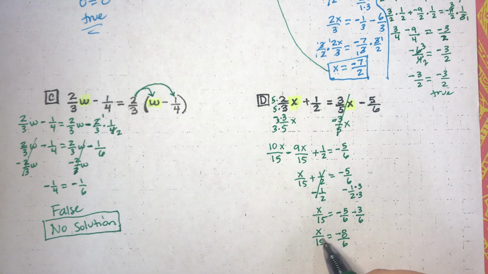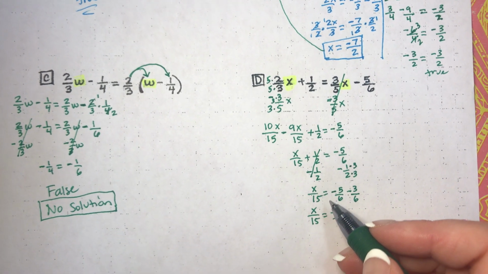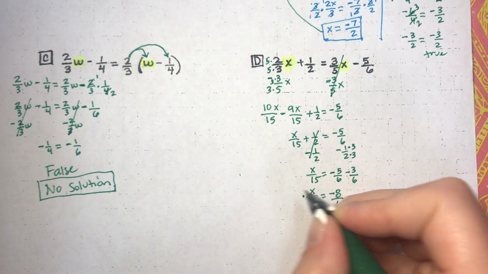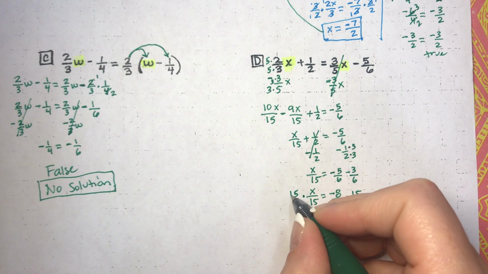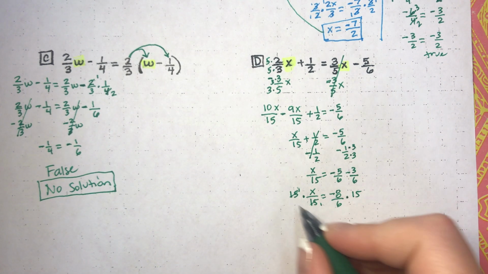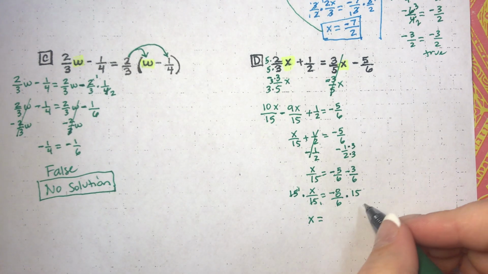And then we multiply both sides. We want to get x by itself, right? It's x divided by 15, so the inverse operation of division would be multiplication. So we're going to multiply both sides by 15. Okay, these cancel and become 1. 1 times x is x. And then we have to simplify this bit over here.